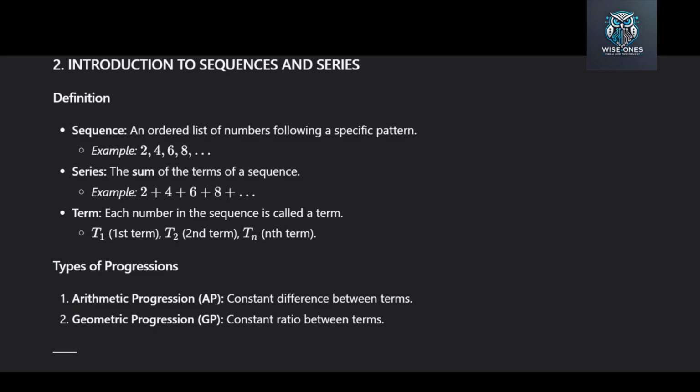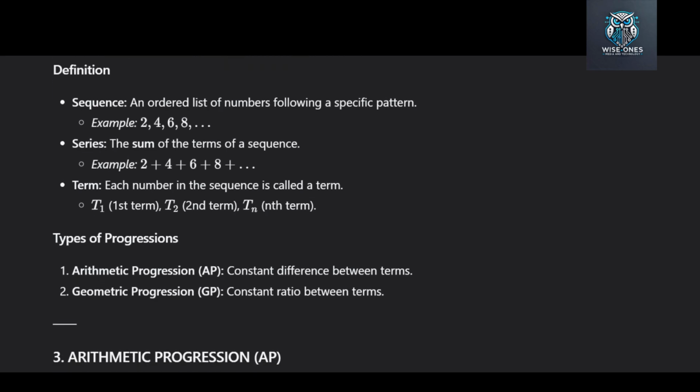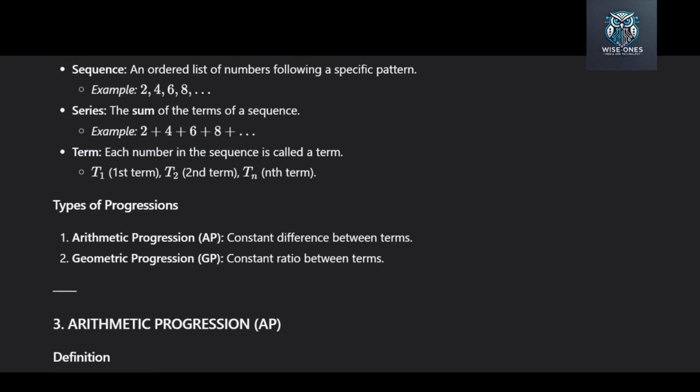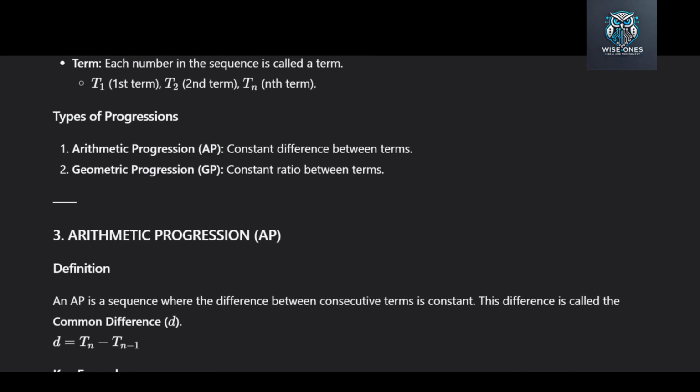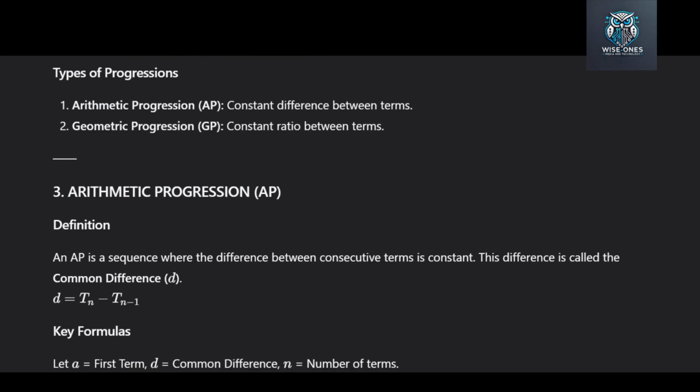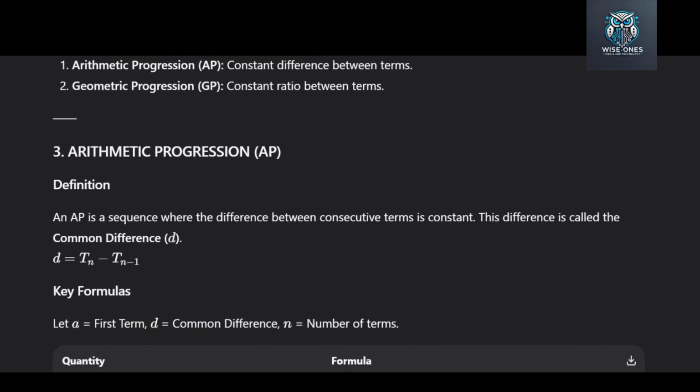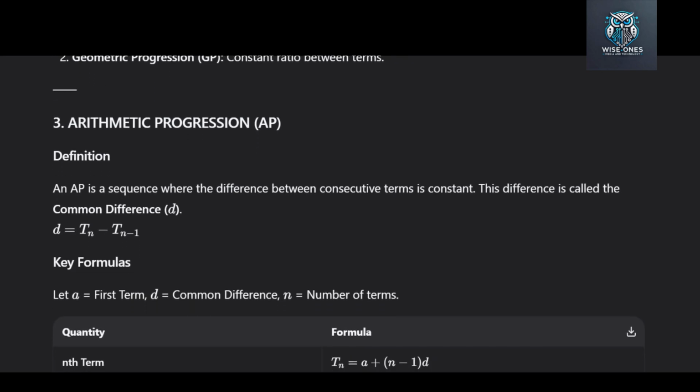There are 2 main types of progressions we will study. Number 1 is arithmetic progression, often called an AP. This is where there is a constant difference between terms. Number 2 is geometric progression, often called GP. This is where there is a constant ratio between terms. We will look at each one carefully.